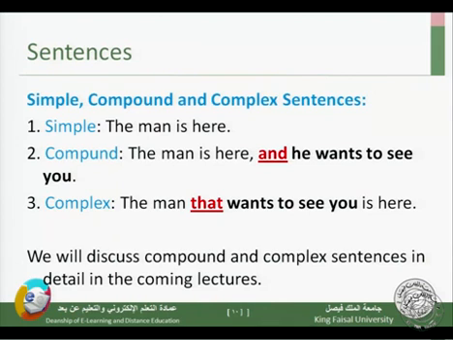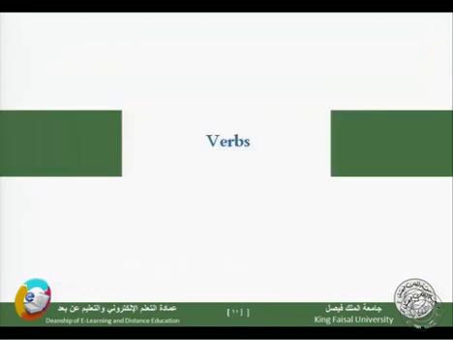The third type is complex sentences. In this type we have a dependent clause, a subordinate clause that is inserted in the simple sentence we have in one. So in one we had the man is here. We can also insert a clause using a subordinate marker. The man that wants to see you is here. We will discuss compound and complex sentences in detail in the coming lectures, inshallah.